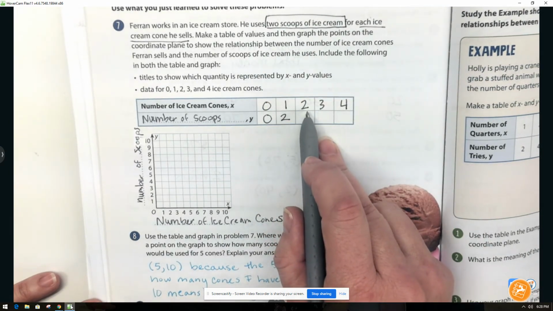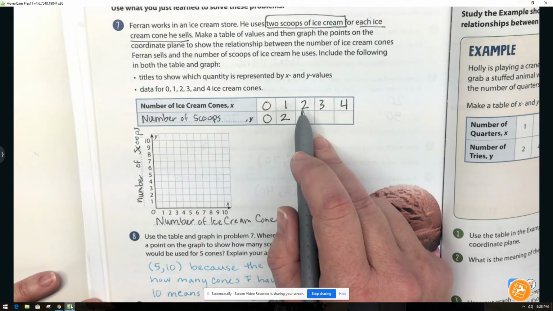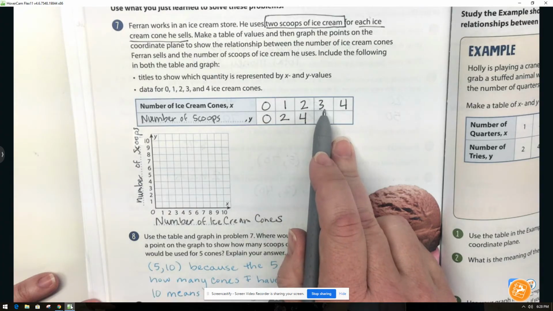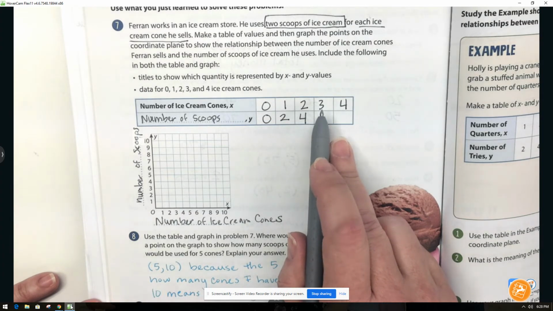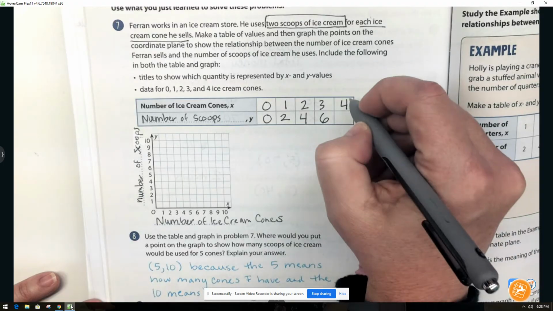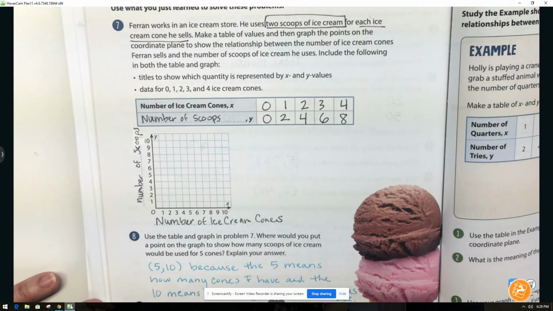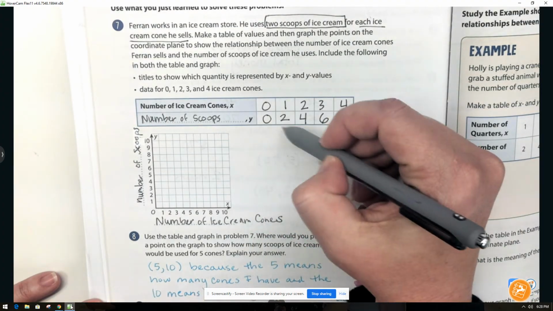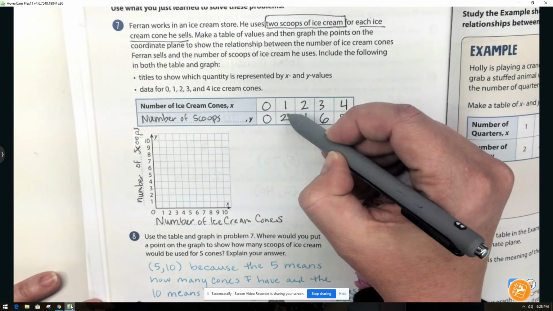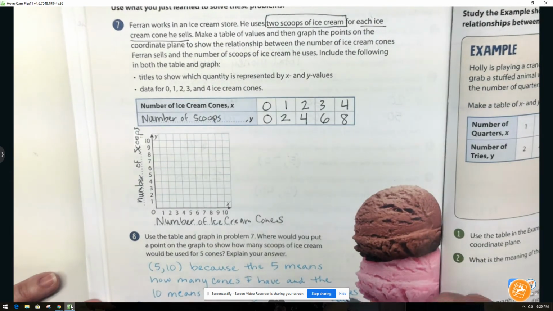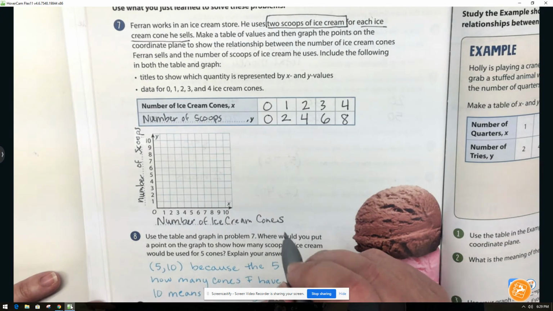Now, what about if he had 2 ice cream cones? Well, each cone would get 2 scoops, so it would be 4 scoops of ice cream. If he had 3 ice cream cones and each ice cream cone had 2 scoops, that would be 6 scoops. And then as you can guess and see the pattern, 4 ice cream cones would be 8 scoops. So now remember, each of these are our ordered pairs: 0, 0; 1, 2; 2, 4; 3, 6; 4, 8. Isn't that crazy how you can look at it that way? I think it's pretty cool.